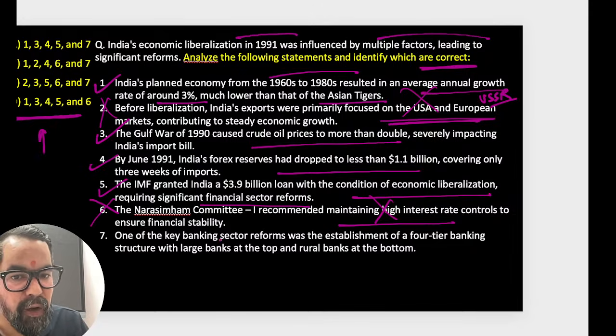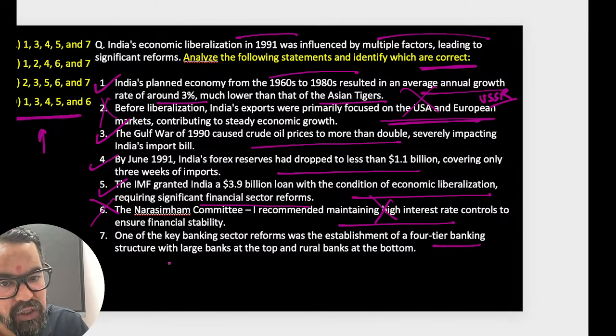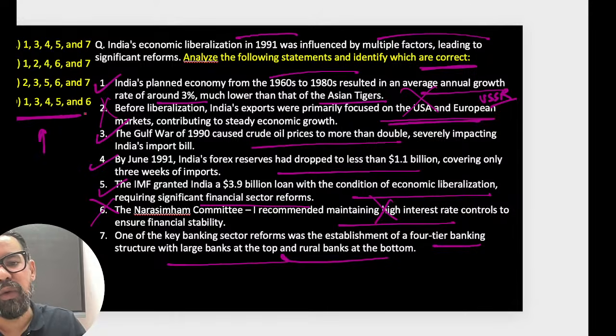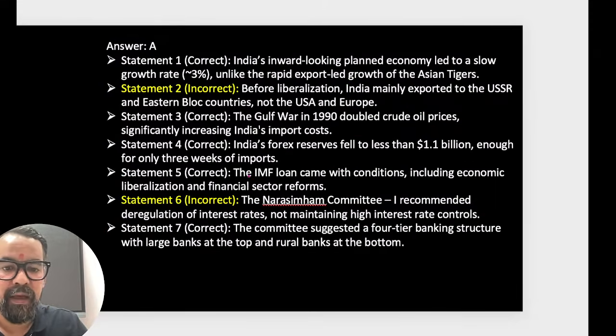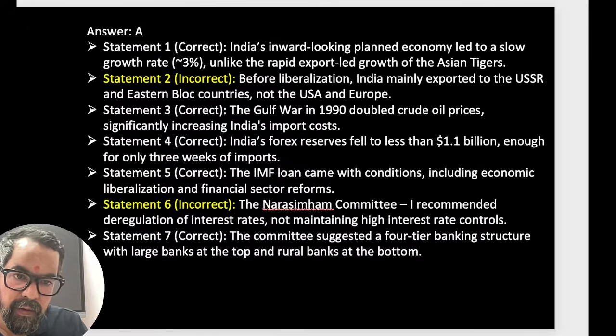That is wrong. One of the key banking sector reforms during that period was the establishment of a 4-tier banking structure, with large banks at the top and rural banks at the bottom. So 100% option A will be the correct answer for this question. Correct? Yes. Alright, let's go to the next one.